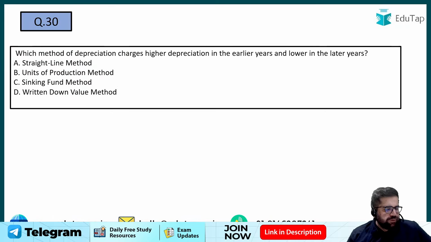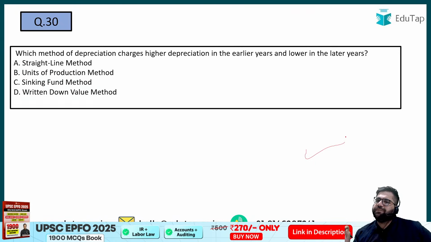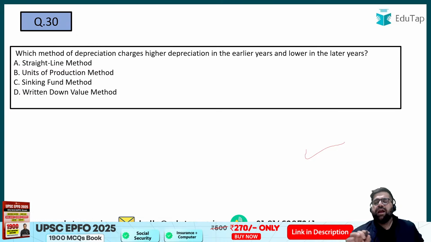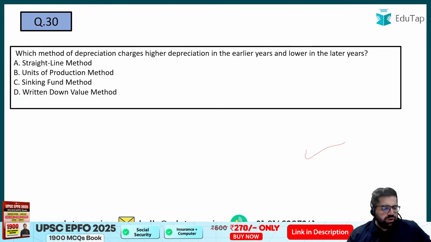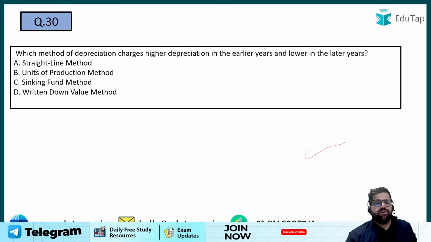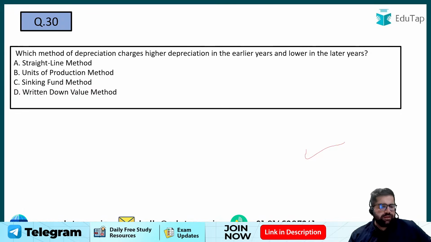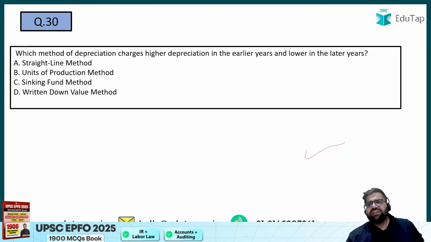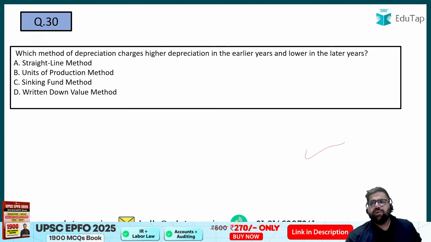Question number 30. Which method of depreciation charges higher depreciation in the earlier years and lower in the later years? Don't worry for numericals, we will definitely do more numericals, but right now we are doing the theoretical part. Chaliye, question number 30.